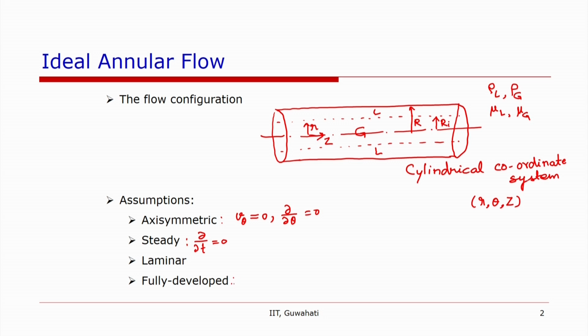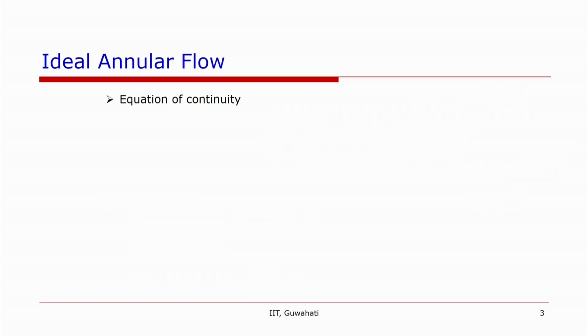So when the flow is fully developed, we can say that del Vz over del Z is equal to 0. That means whatever velocity profile we obtain at one axial location, a similar velocity profile will be obtained at another location. So the corresponding difference delta Vz will be 0. So that is the definition of a fully developed flow.